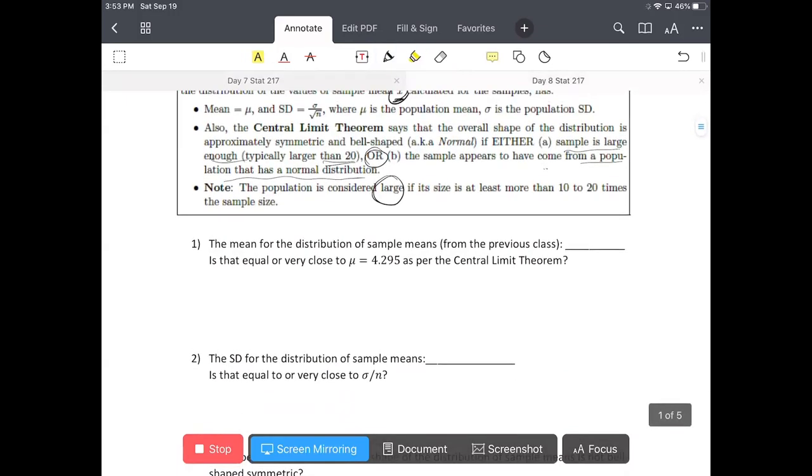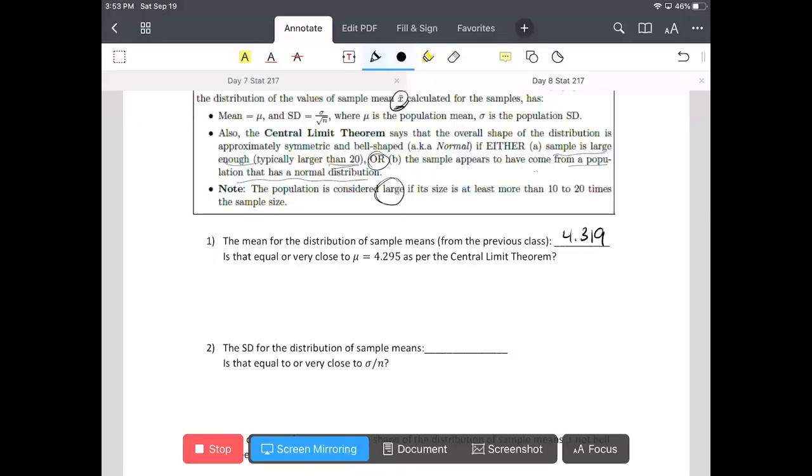So going back, the mean for the distribution of sample means from the previous class, and I'm just going to write that down for us. It may be helpful to have your day 7 notes with you. This is on page 46, but we found the mean of the distribution of sample means was 4.319. Is that equal to or very close to mu equals 4.295? Sure, that looks pretty close. Yeah, I'd say those are pretty close.